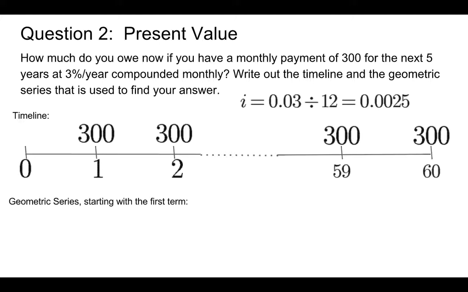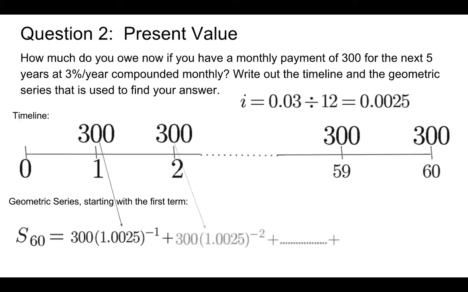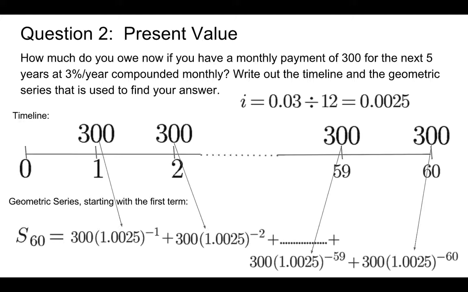The geometric series, starting with the first term. This time we're not taking them to the future, we're actually bringing them back. So we can bring $300 back one, or divide by 1.0025 to move it to 0, the present. 300, 1.0025 to the negative 2, to the negative 59, and to the negative 60.